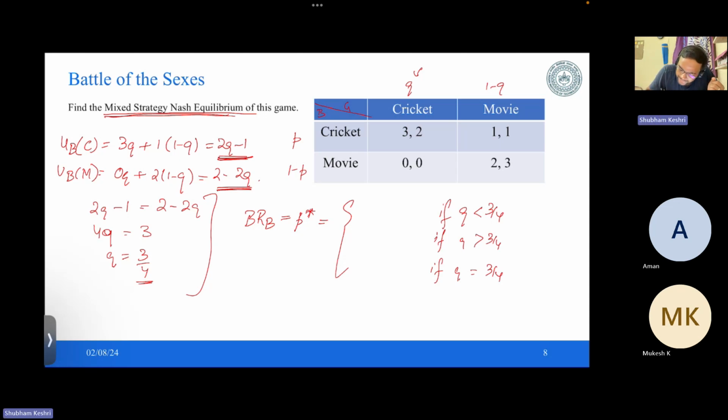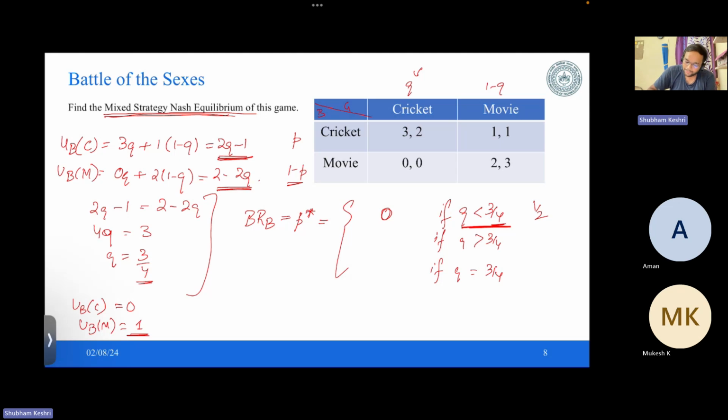You see, when q is less than 3 by 4, what is the utility of the boy? Suppose q is any value less than 3 by 4, suppose it is half. So UB cricket will become 0, and UB movie will become half plus half, which is 1. So you see, the utility of movie is becoming 1. So whenever q is less than 3 by 4, he will always go for movie. So p will be 0. When p is 0, then 1 minus p is 1. So he will always go for movie.